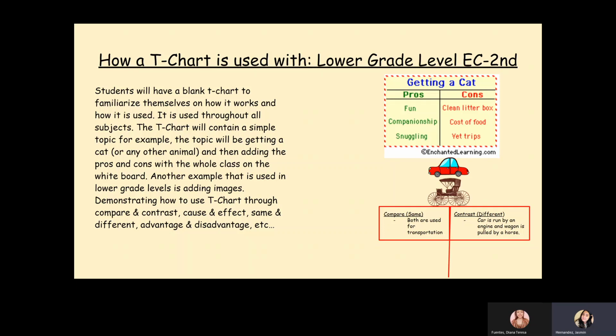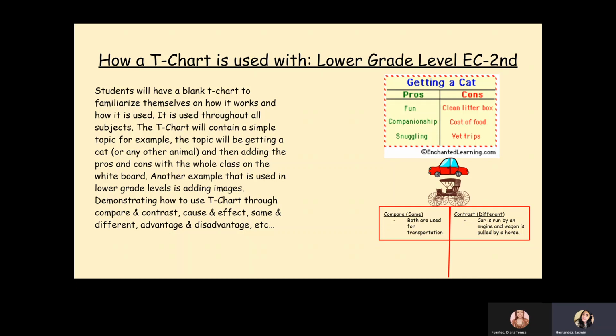Another example that is used in lower grade levels is adding images, demonstrating how to use a T-chart through compare and contrast, cause and effect, same and different, advantage and disadvantage, etc. So if you look to your right, there are some examples. One of them is getting a cat. Pros: they're fun, they have companionship, and they love to snuggle. Cons: you have to clean the litter box, the food costs, and the vet trips.